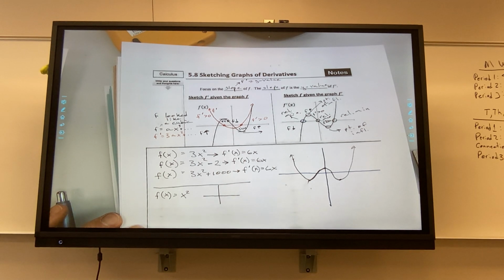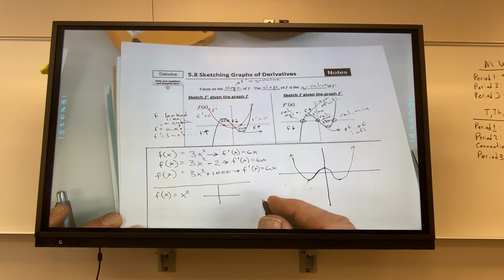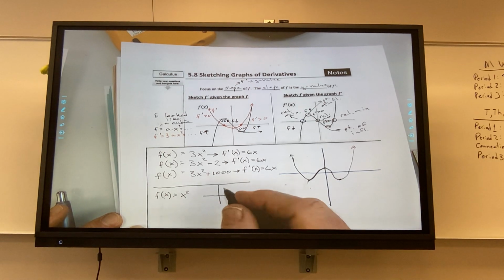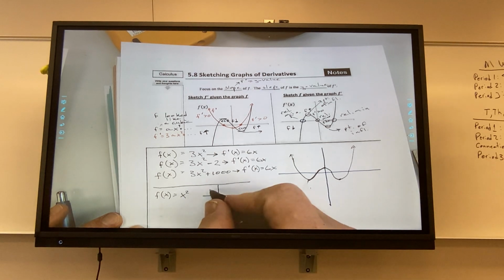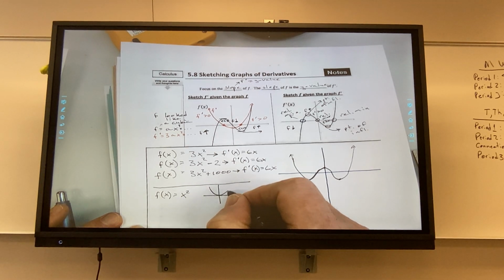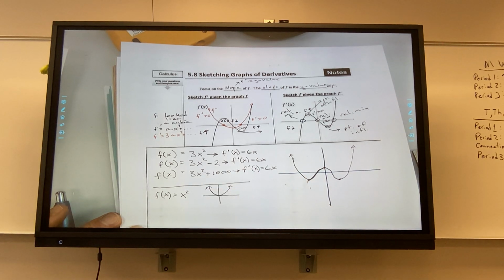Colin, that would be a graph of what? F of x equals x squared. That's a graph of what? Tell me what it looks like. Describe it to me. Parabola? Where's the vertex? Okay. Is it going up or down? Looks like that. Everybody agree?